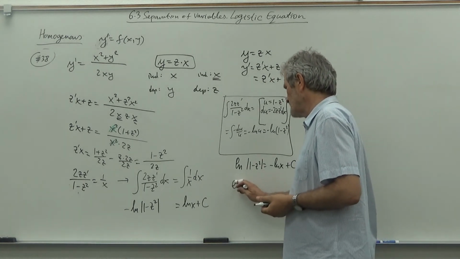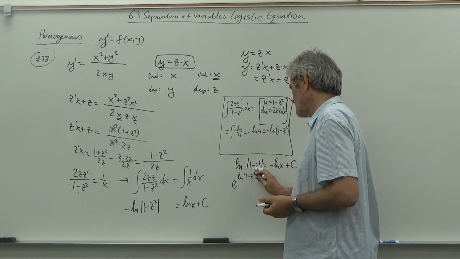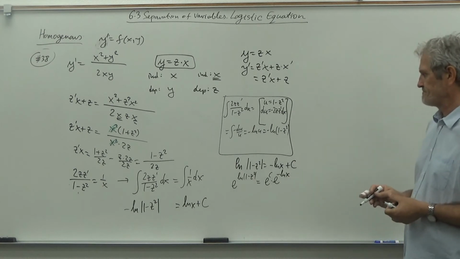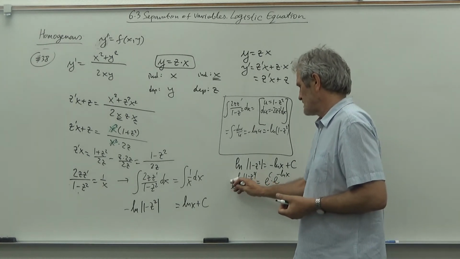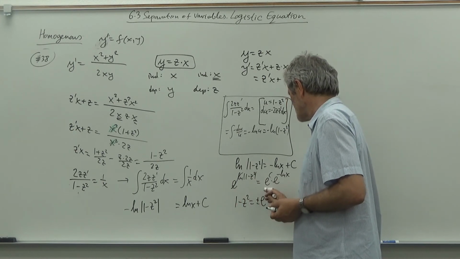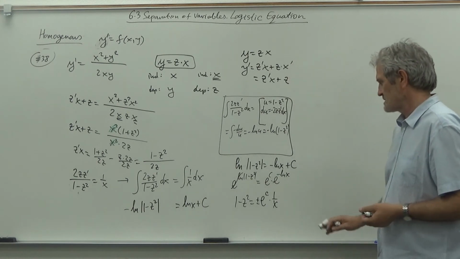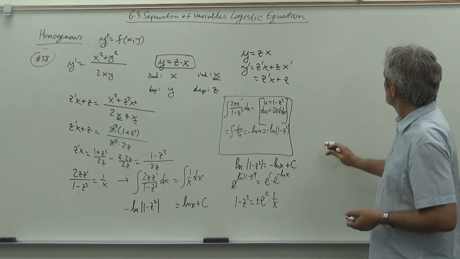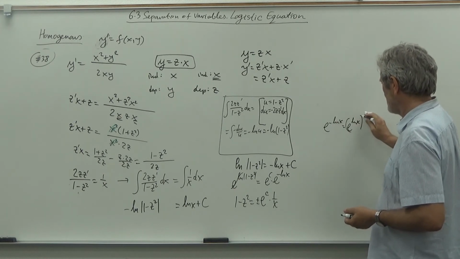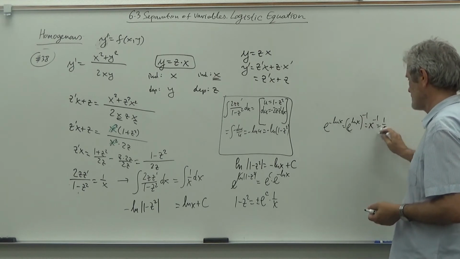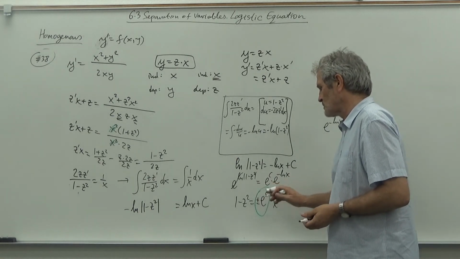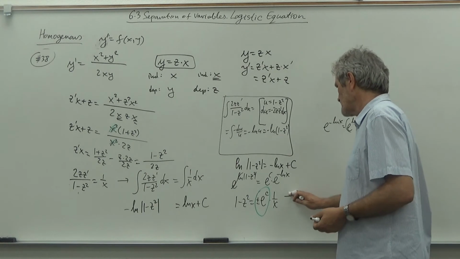Now I exponentiate both sides. e to the ln of the absolute value of 1 minus z squared is e to the c times e to the minus ln x. And then business as usual, this is an absolute value, so I get 1 minus z squared equals plus or minus e to the c times 1 over x, because e to the ln x is 1 over x. Just to make sure everybody understands, e to the minus ln x is e to the ln of x to the negative 1, so that's x to the negative 1, which is 1 over x. And then again, e to the c is a positive constant, and with plus or minus it becomes just an arbitrary constant.